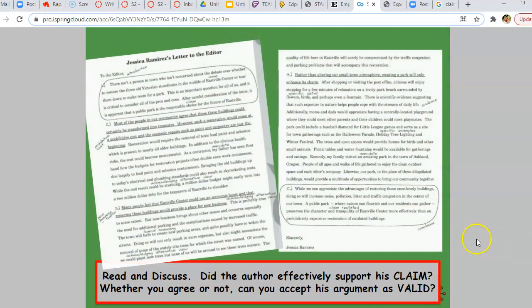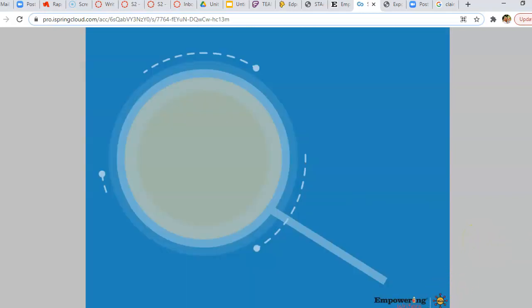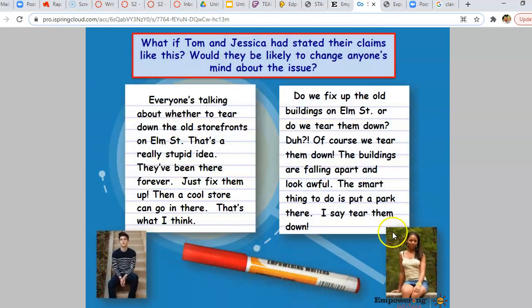So if Tom and Jessica had stated their claims like this, would they be likely to change anyone's mind about the issue?